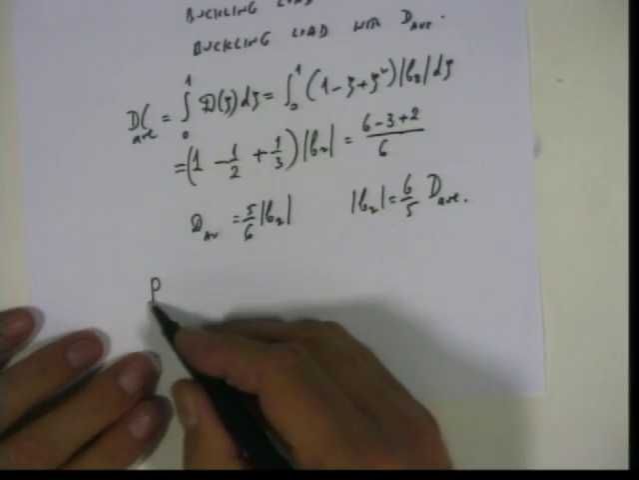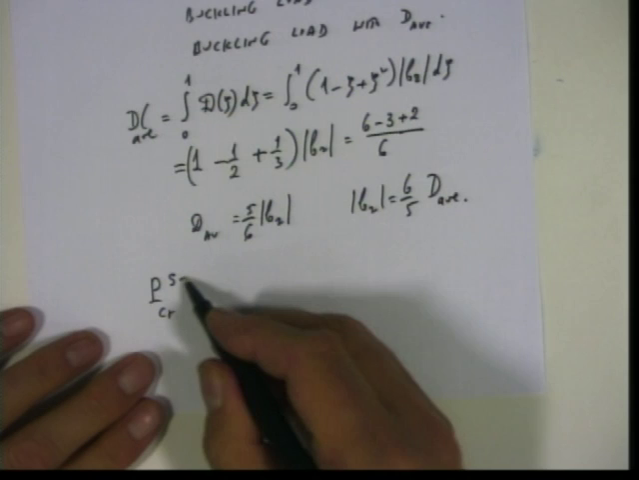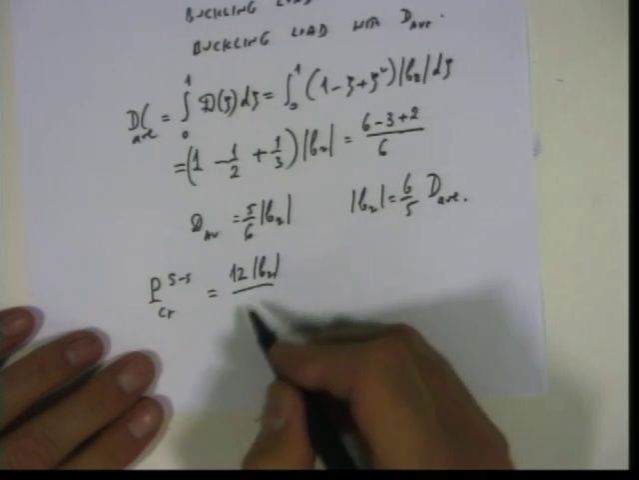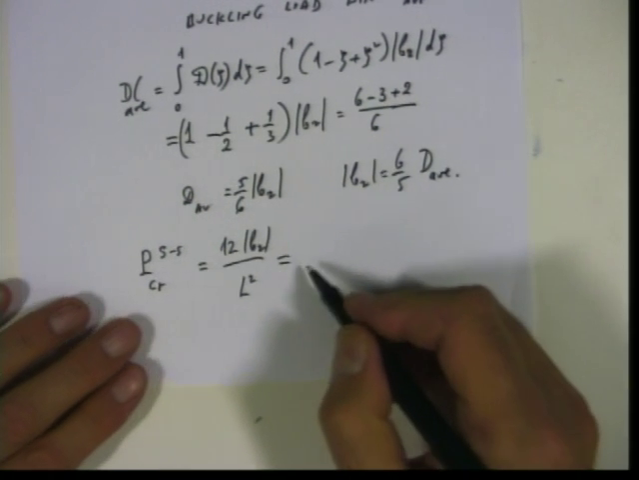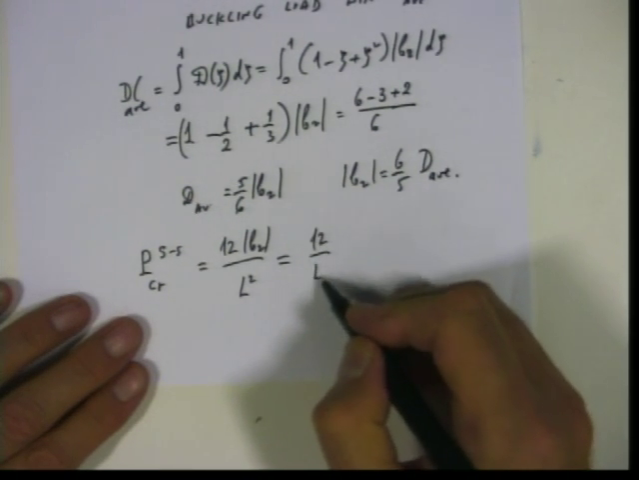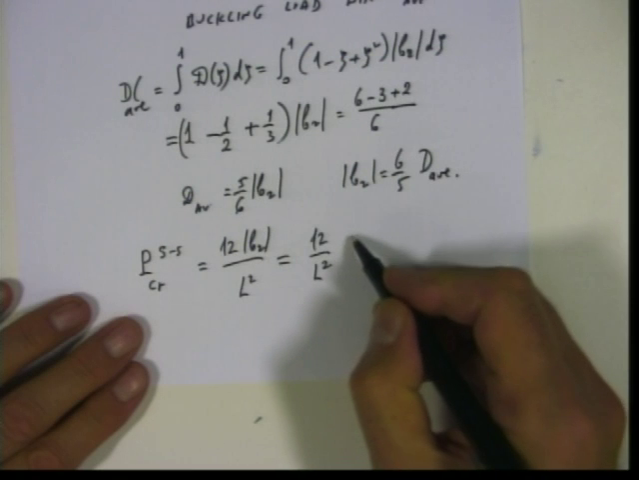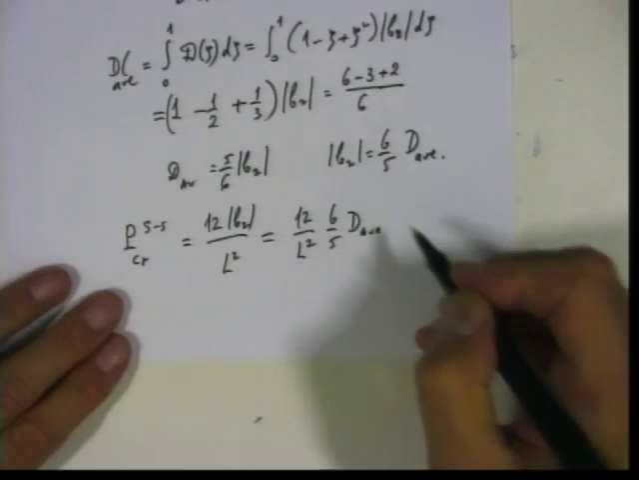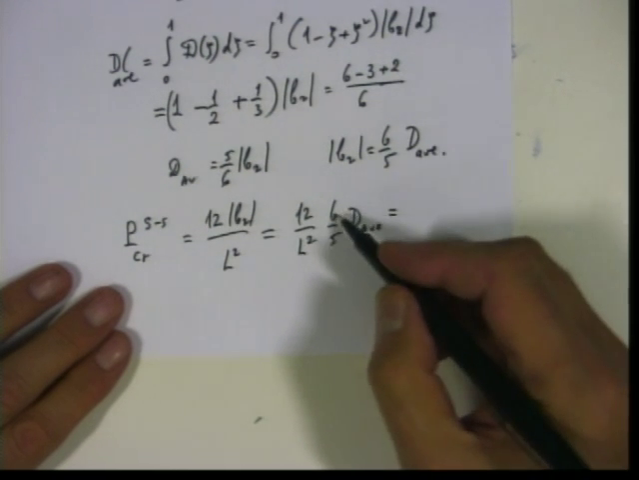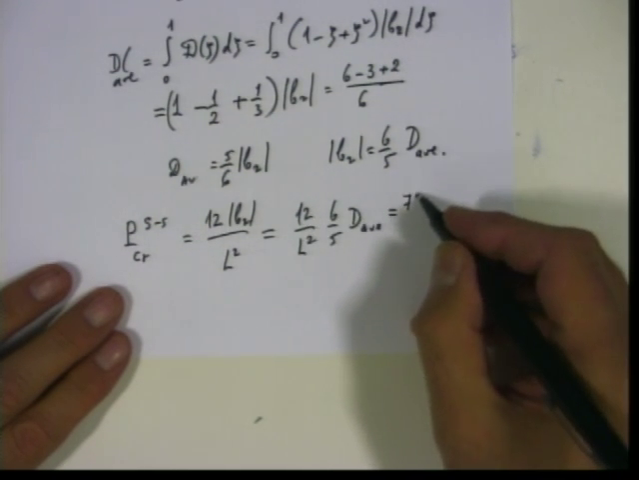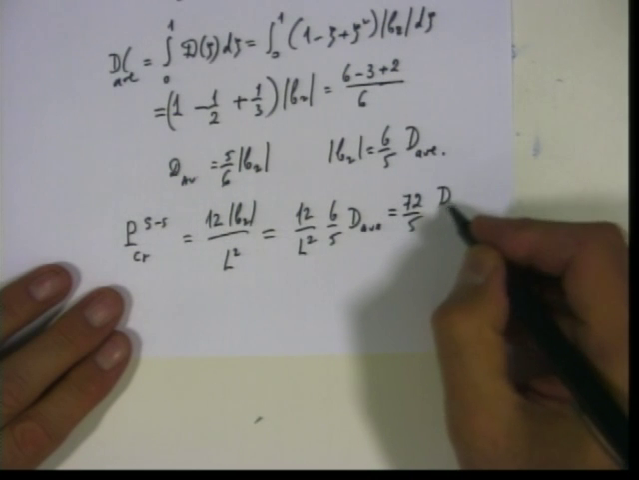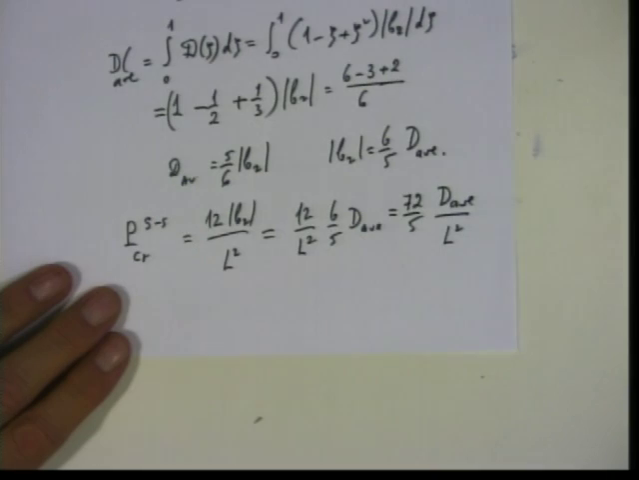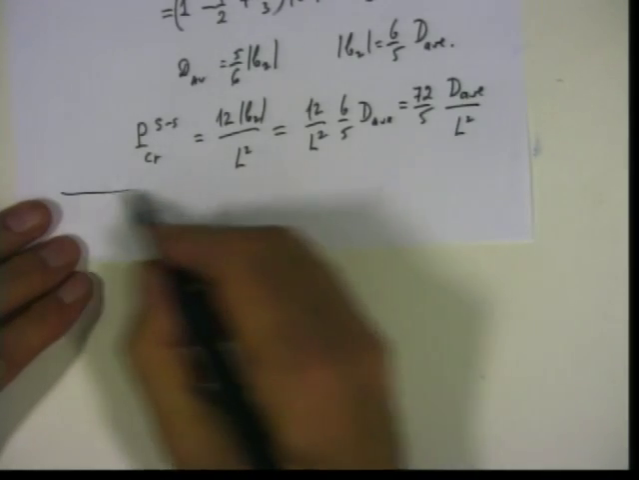So buckling load will be P critical simply supported equals 12 b2 over L squared. That equals 12 over L squared and 6/5 of the average. So that will be how much? 72/5 the average over L squared. Now that is for simply supported.